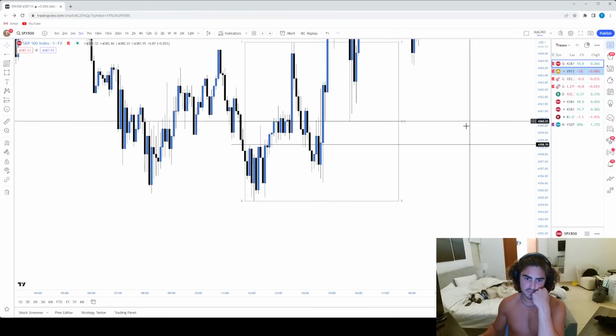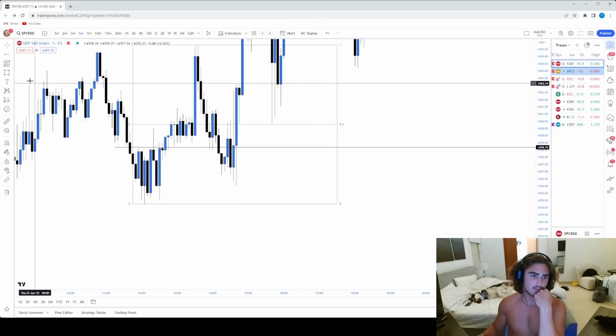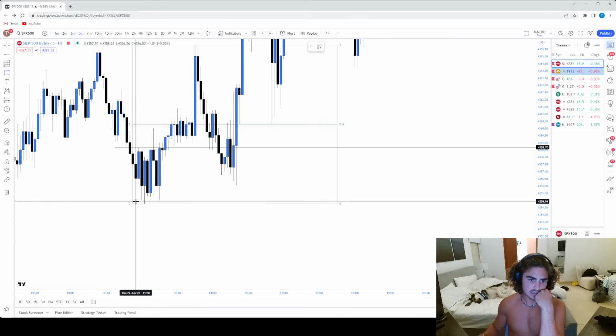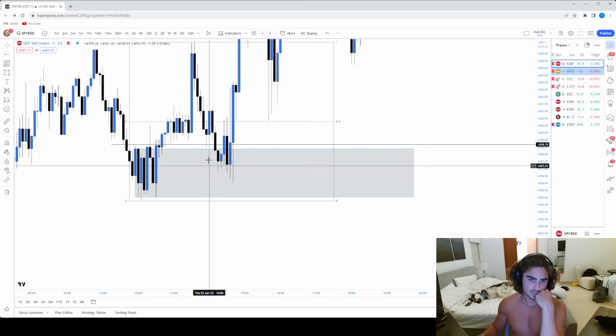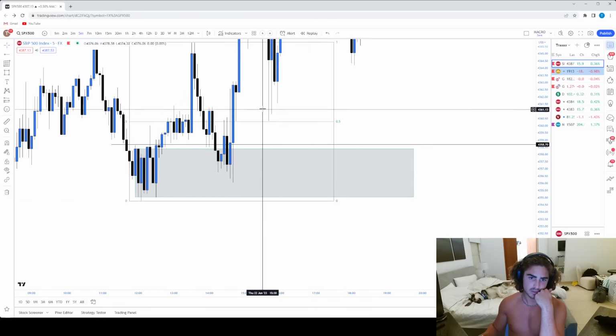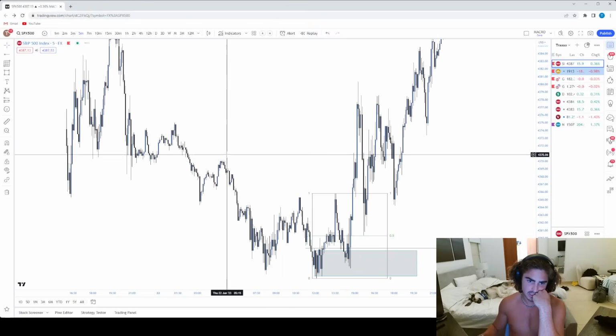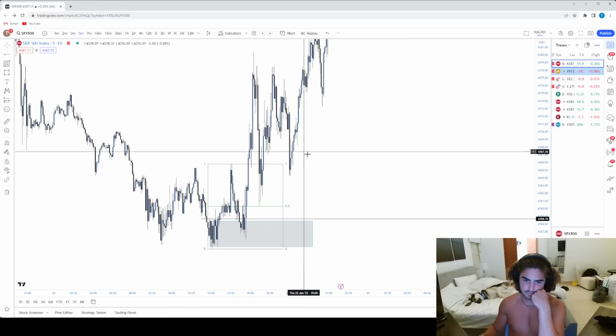What can we do? Scale to a lower time frame. What do we have here? Okay, right here, technically a liquidity sweep, break of structure, this right here, order block, boom, fill, break of structure to the upside, long it, target previous areas of liquidity. Target, target, target.